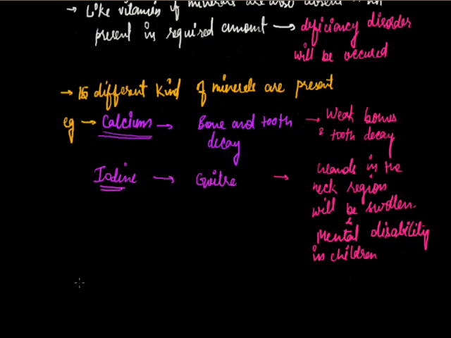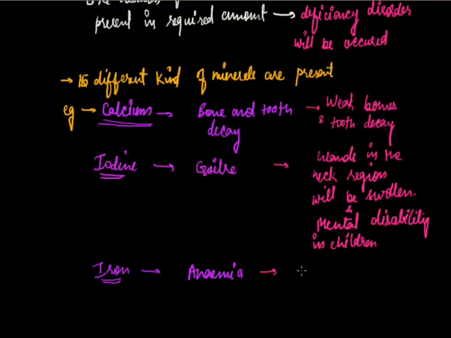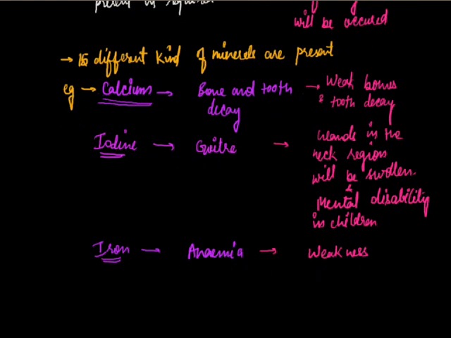Next mineral is iron, and in the absence of iron a deficiency disorder occurs, that is anemia. In case of anemia, a person feels weakness. So it is all about minerals. And we can say minerals are required by the body in trace amounts and are essential for growth, repair and replacement processes.